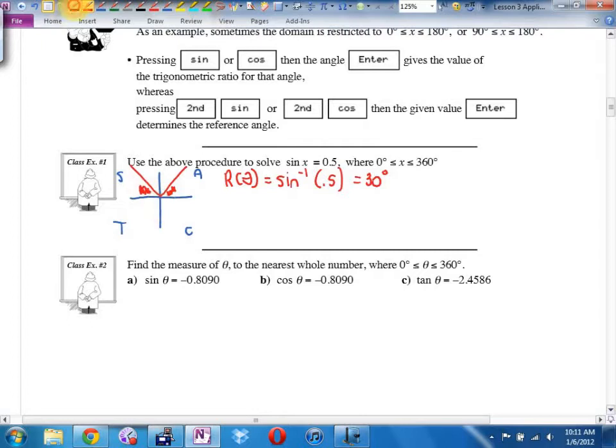There's going to be two x answers. I'm going to call them X1 and X2. And the first answer starts from the positive x-axis and goes to my first drawing. How big does that have to be? One of your answers is 30 degrees. My second answer starts here again and goes right to there. How big does that have to be? Well, how big is my reference angle? 30. And how far all the way to here? So if that's 30 and that's 180, how big in your head?